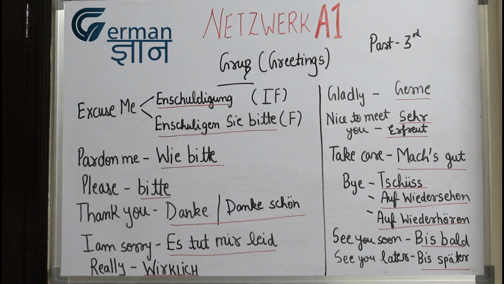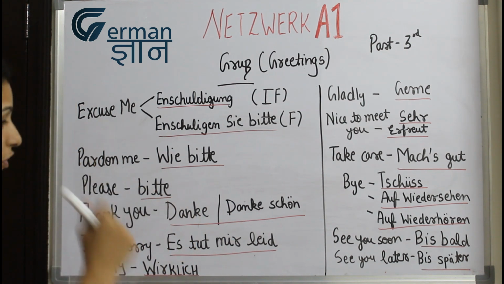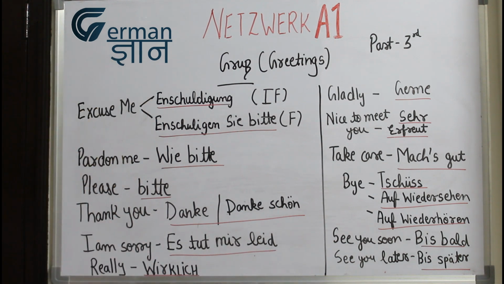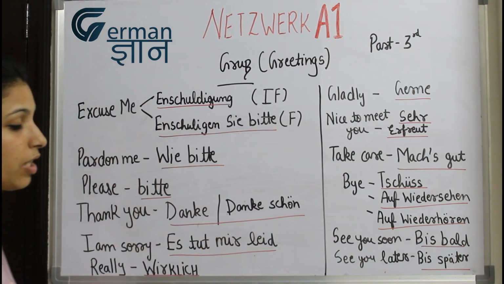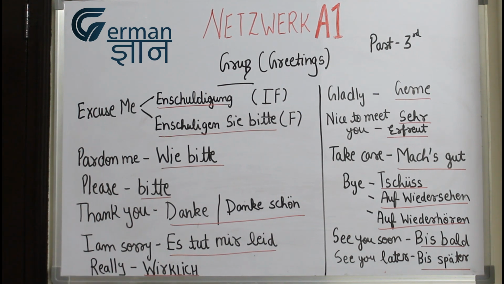German people normally use the thank you word. So thank you will be danke. Danke is the short form of thank you, but the whole phrase is danke schön. We normally say danke. Danke will work. Yeah? So danke.